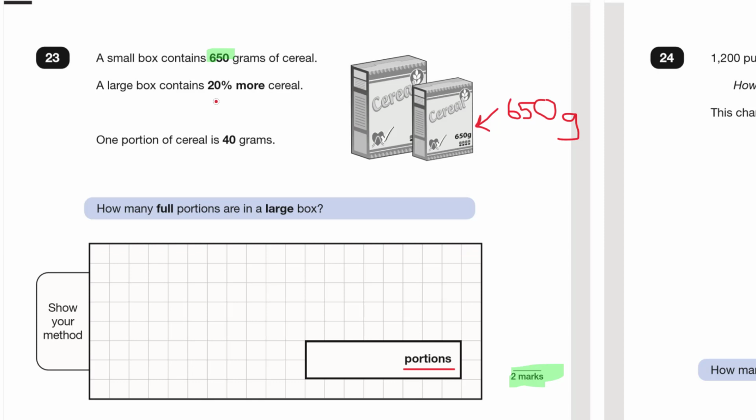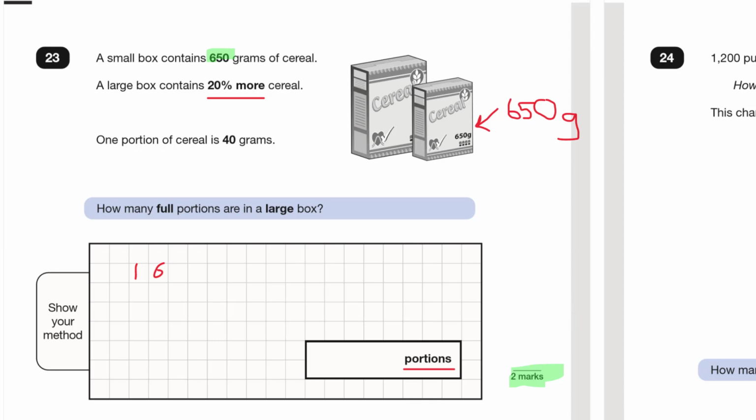A large box contains 20% more cereal. So I want to label this, so I can do that just with that information. It's got 20% more cereal. So let's calculate how many grams is in that box. So 20% more means we're going to have to find 20% of 650 and add it to 650. So 20% of 650, I would find 10%.